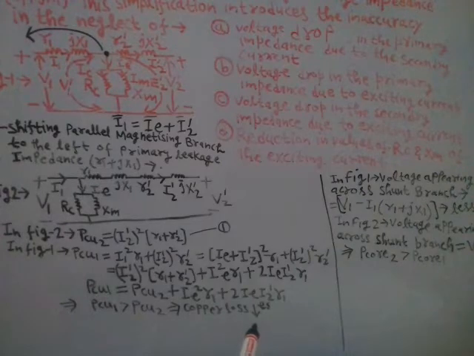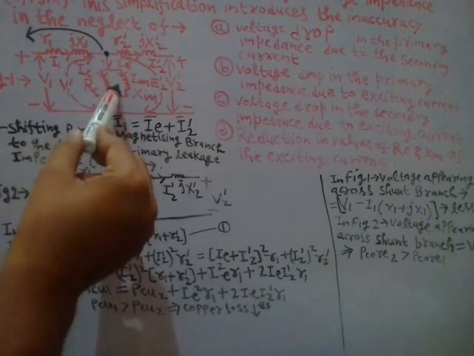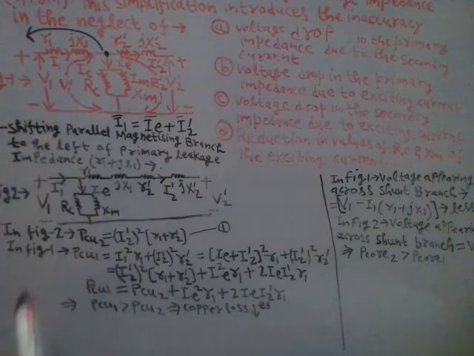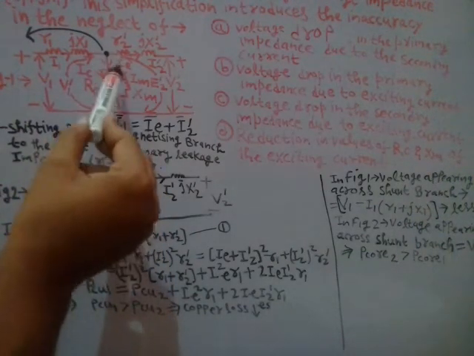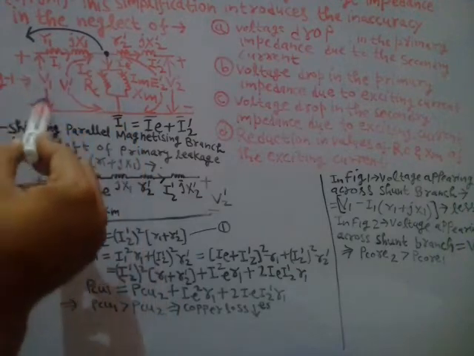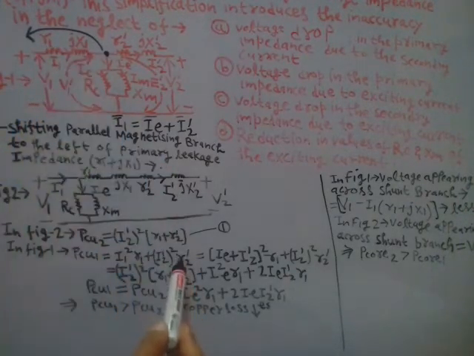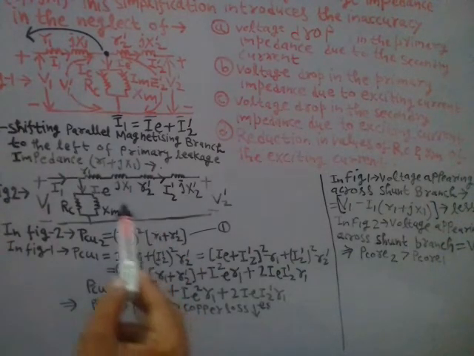That is the first result that you can analyze by the shifting of this parallel shunt branch towards the left of primary leakage impedance R1 plus jX1. So by the shifting of this parallel shunt branch to the left of this R1 plus jX1, you have analyzed that the copper loss will reduce.